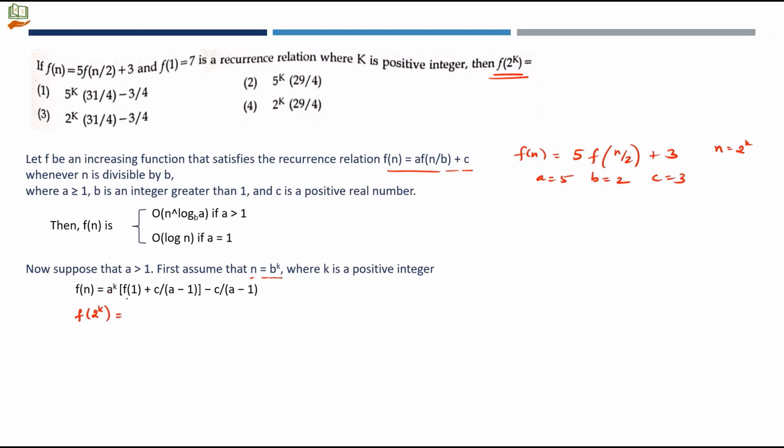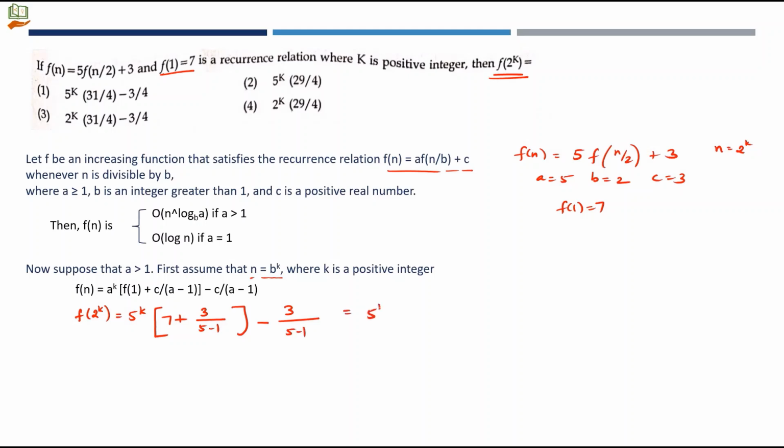What is a? It is 5. We will retain the k as it is. Now, what is f of 1? F of 1 is actually given as 7 in the question here. So, we will take 7 plus, what is c? It is 3 divided by, what is a minus 1? It is 5 minus 1. Minus c, we have 3 and a minus 1 we have 5 minus 1.